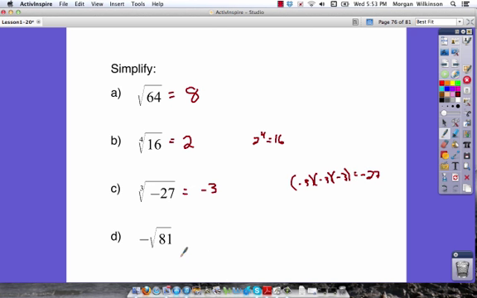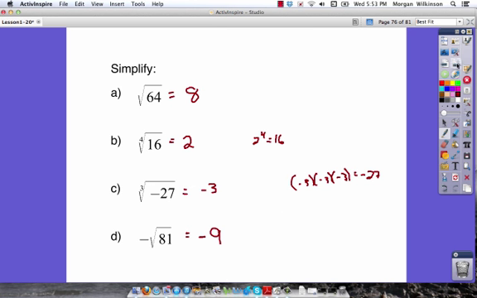Now, we have negative the square root of 81. We know the square root of 81 right here. This is a positive number. You can ignore this part for the moment. The square root of 81 is 9. Then, now that we've solved this, we can deal with the negative and we can put it out in front. So we have an answer of negative 9. And that would be how we'd solve problem D.